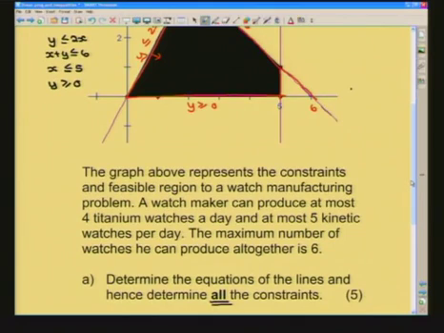Well, they say to me, the graph above represents the constraints of a feasible region to a watch manufacturing problem. A watchmaker can produce at most 4 titanium watches a day. Is that catered for here? Well, what have we called x and what have we called y? It's not totally clear here. And at most 5. But we can see from that this here must be the kinetic, and this must be the titanium.